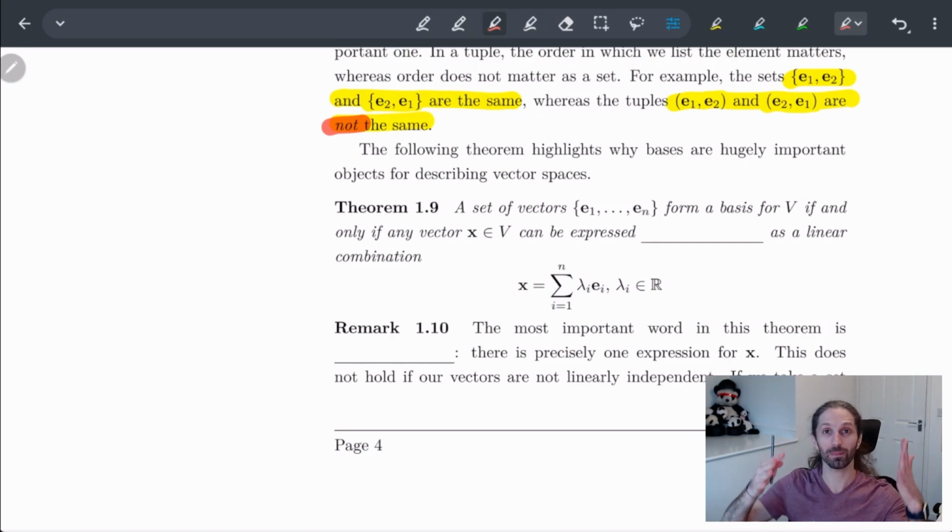Basically, as a quick recap, what we talked about is how a linearly independent set that spans the entire vector space gives us a basis, and that a set of bases is different than an ordered basis.